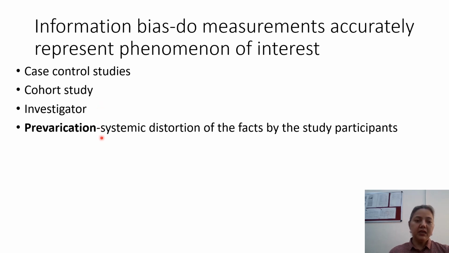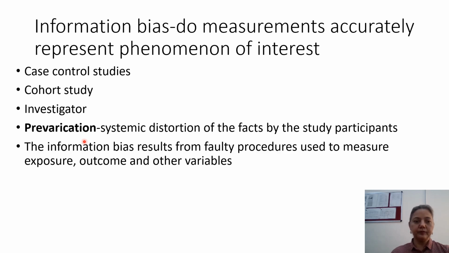Or there can be bias due to the behavior of the study participants. When they know they are being watched, they can intentionally, systematically distort the facts, which is known as prevarication. So information bias usually results from faulty procedures used to measure exposure, outcome, and other variables. As I have already mentioned, the questionnaires or the degree of investigation may be different, and that results in information bias.